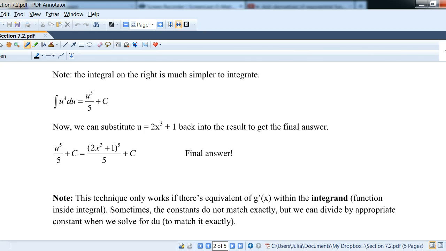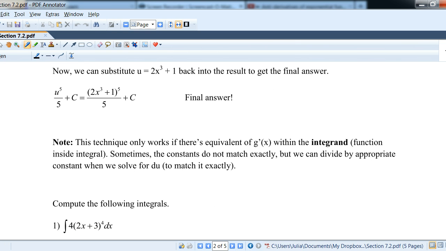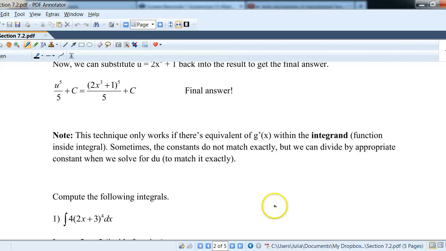This technique only works if we have the derivative of the inside function within the integrand, or the function that we're trying to integrate. Sometimes you have an extra constant in there that doesn't match exactly, but we'll learn how to deal with that. Here is the next example.